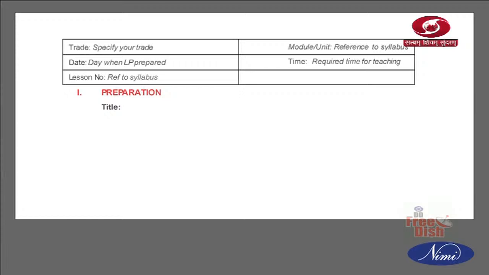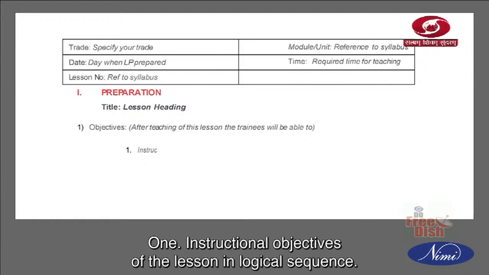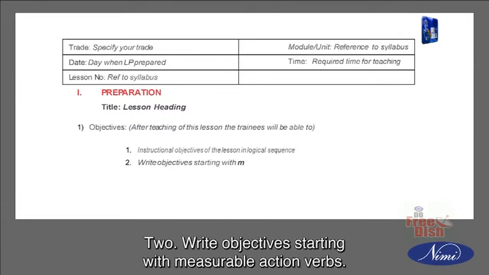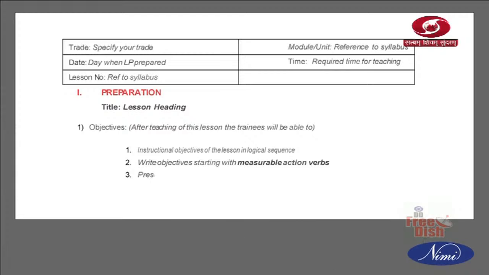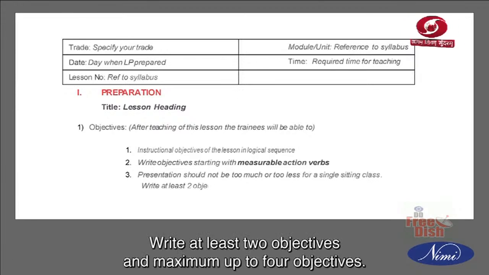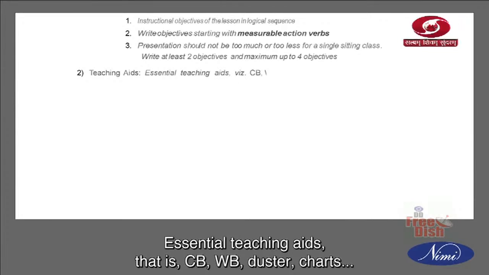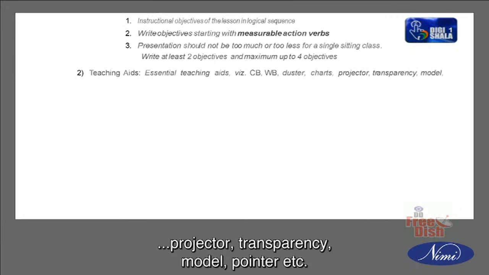1. Preparation. Title. Lesson heading. 1. Objectives. After teaching of this lesson, the trainees will be able to: 1. Instructional objectives of the lesson in logical sequence. 2. Write objectives starting with measurable action verbs. 3. Presentation should not be too much or too little for a single sitting class. Write at least 2 objectives and a maximum of 4 objectives. 2. Teaching aids. Essential teaching aids, that is CB, WB, duster, charts, projector, transparency, model, pointer, etc.